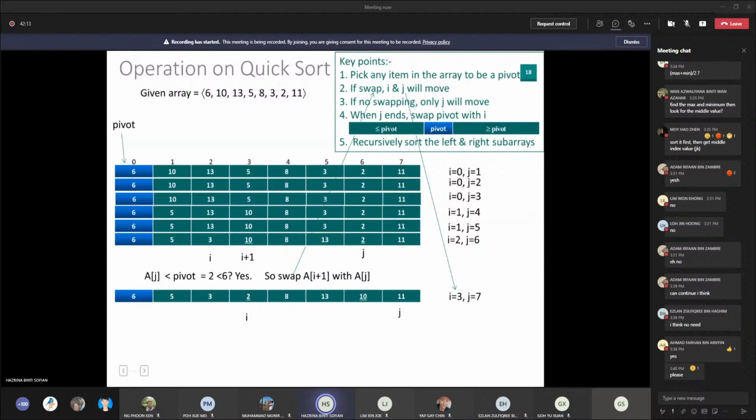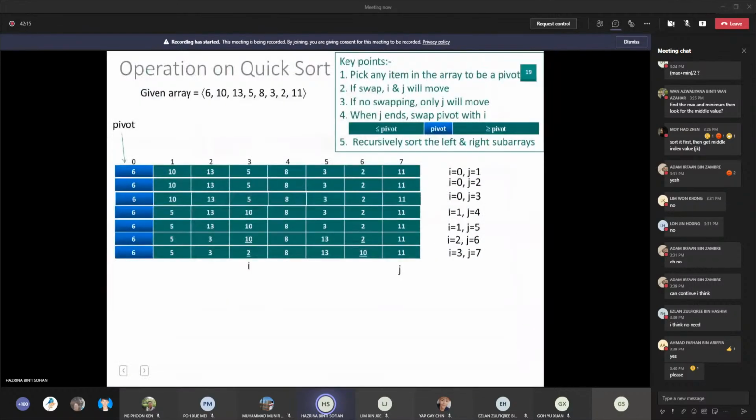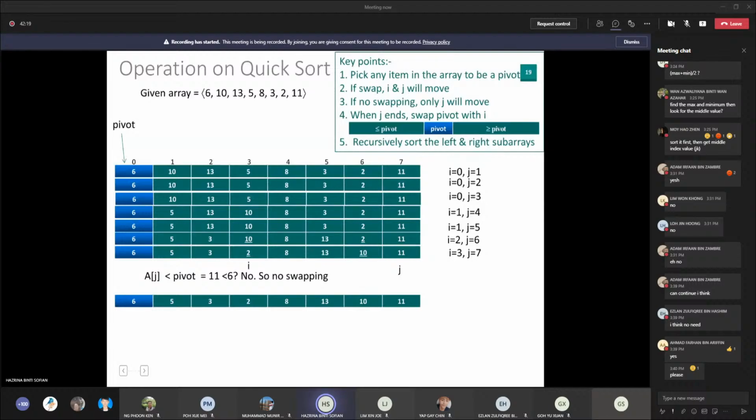Okay, then we compare J and the pivot. Is 11 smaller than 6? No, 11 is bigger than 6. So, no swapping.